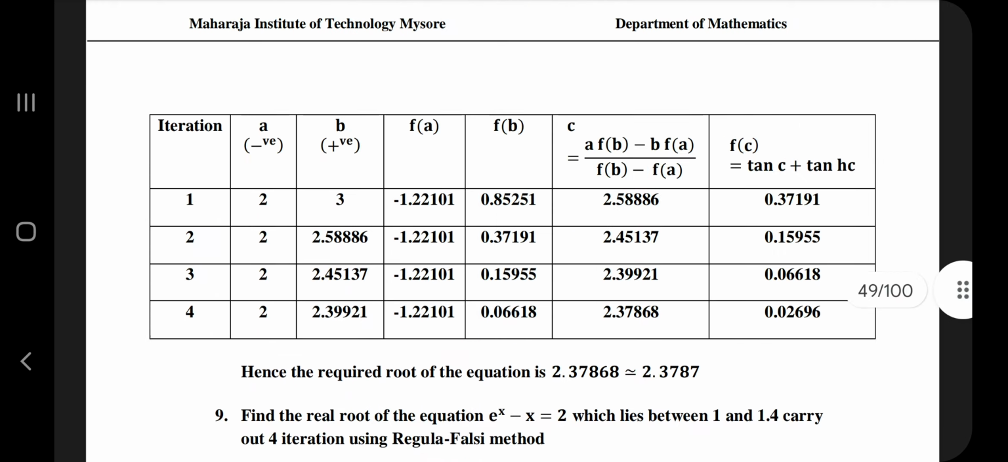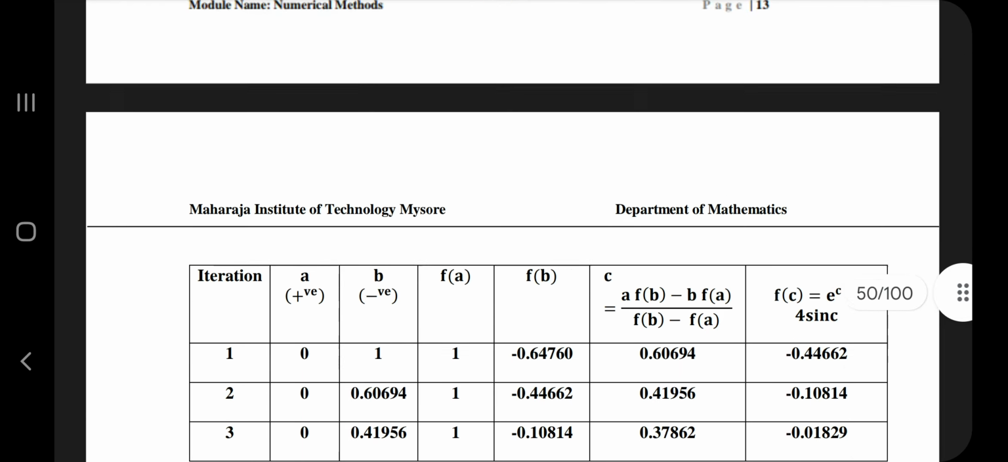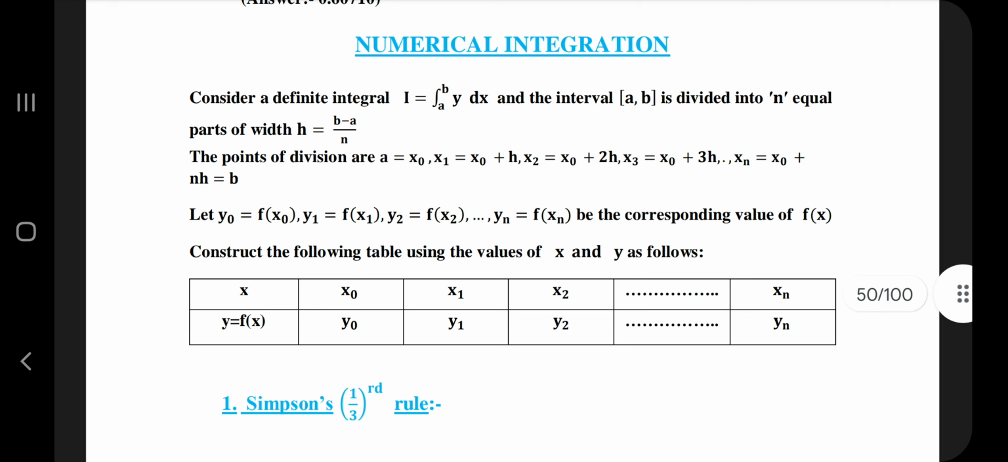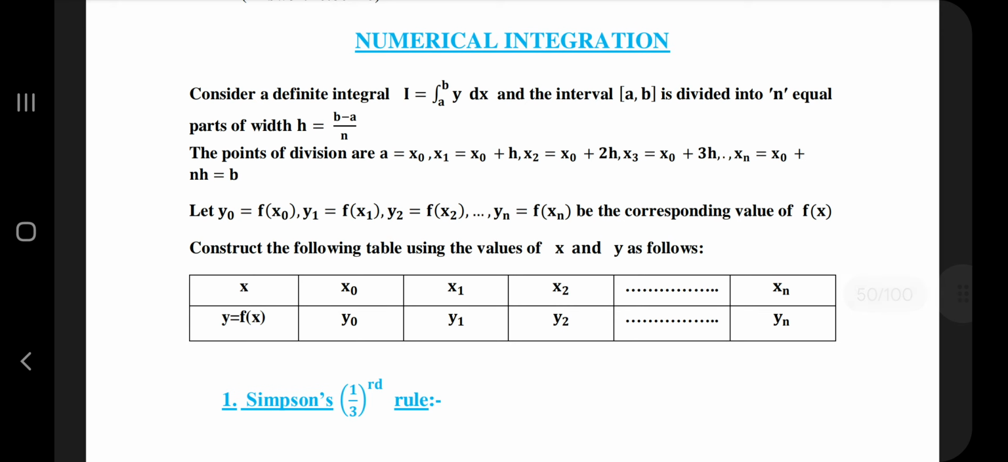Fine. So that's how you solve using the regula falsi method. See, a lot of questions are there. You can easily score marks in this subject. It's not at all a hard thing. Just practice, and time is the thing that will cost you. Fine. You have to put in effort and time. That's all.